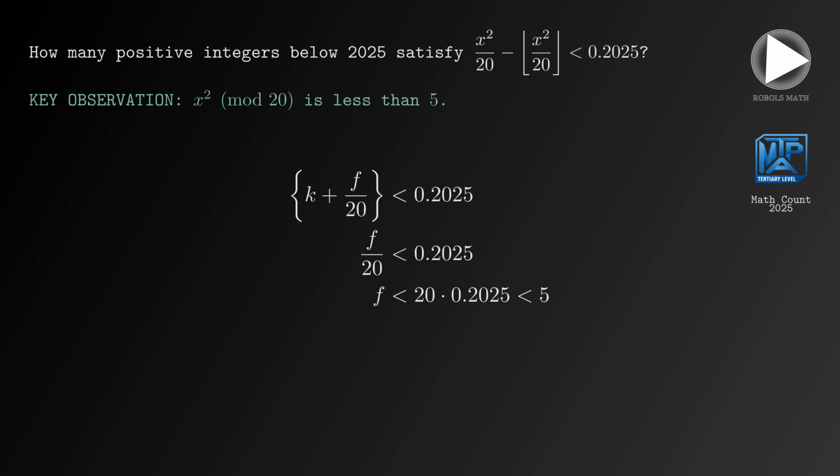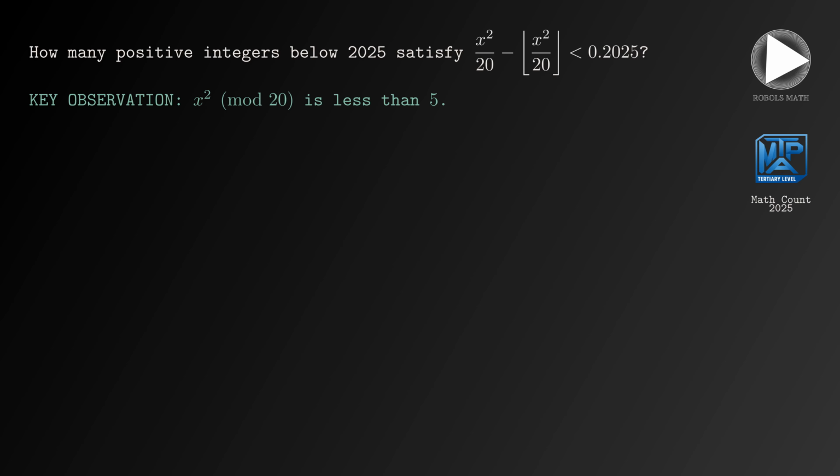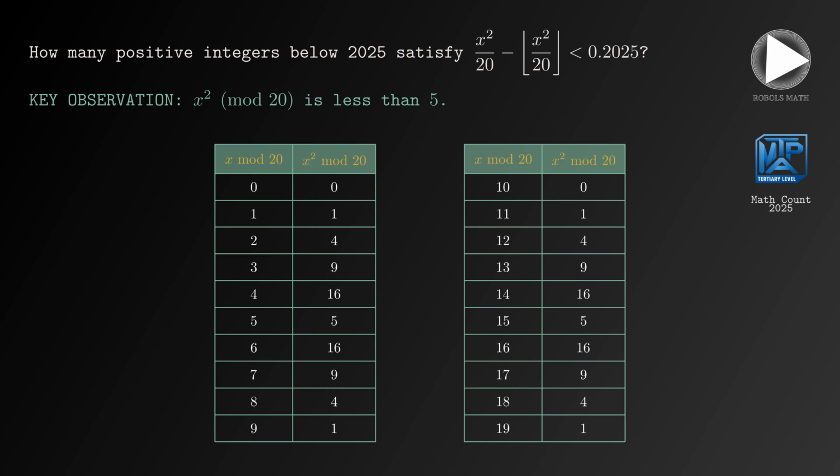It's now a matter of identifying which values of x satisfy this requirement. I'm not sure if there's an easier way to do this other than just checking the values of x squared mod 20. When x is divisible by 20, so is x squared. So this case satisfies the requirement that the remainder of x squared is less than 5.